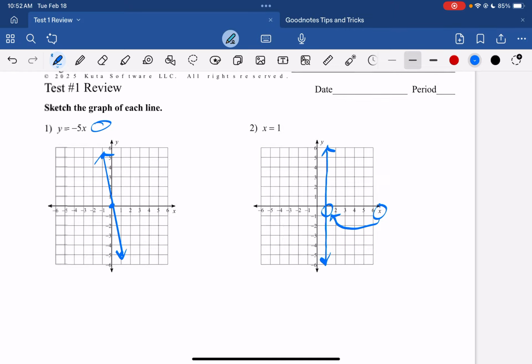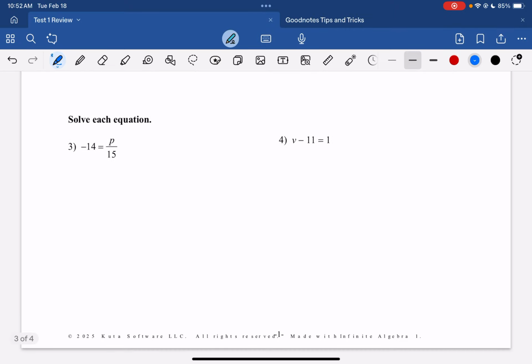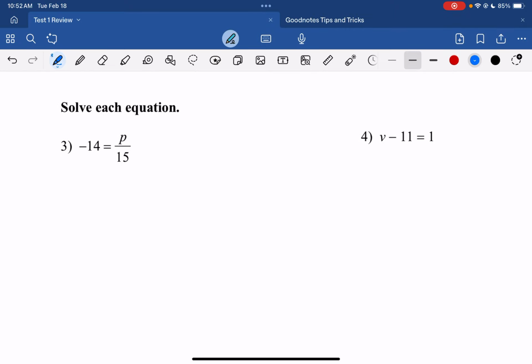Okay, that's the graphing. Now the rest is equation solving. So what we're going to do here is we look at p. P is divided by 15. So we're going to multiply by 15 to undo that. And that will cancel out the 15 here, just leaving us with p. And on the other side, negative 210. We could very easily use a calculator to do that.